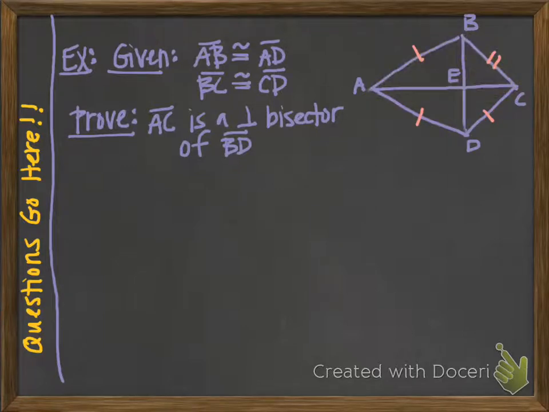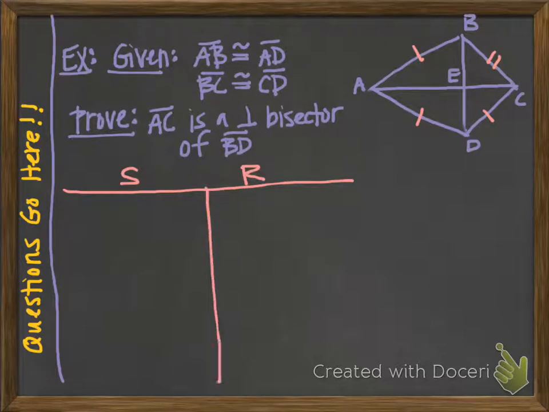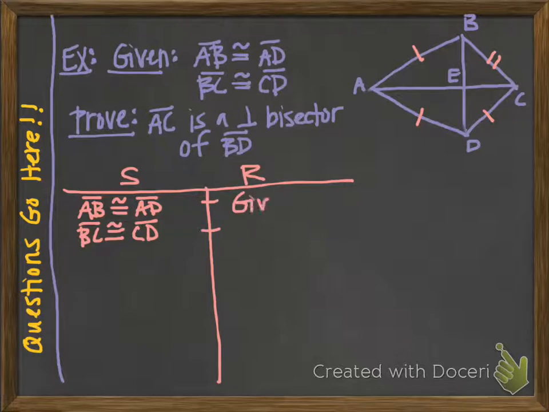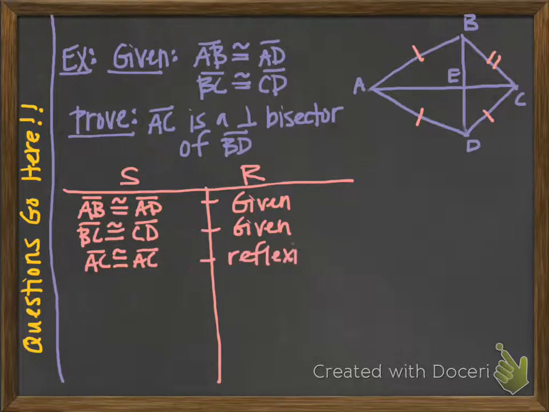So let me erase all that stuff. All right, so let's go ahead and set this up. Statements, reasons. Let's go ahead and start off with our givens. AB is congruent to AD, and BC is congruent to CD. Those are both givens. We also just said that we could say AC is congruent to AC itself because of the reflexive property.